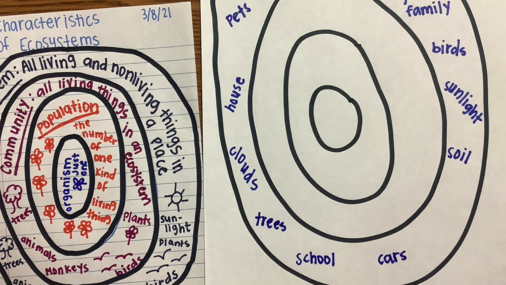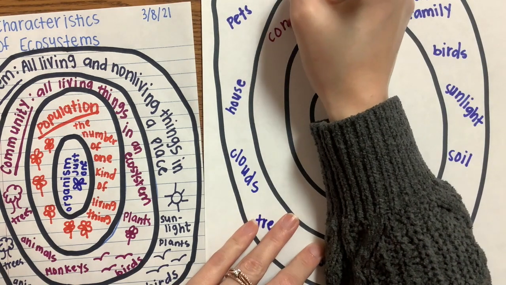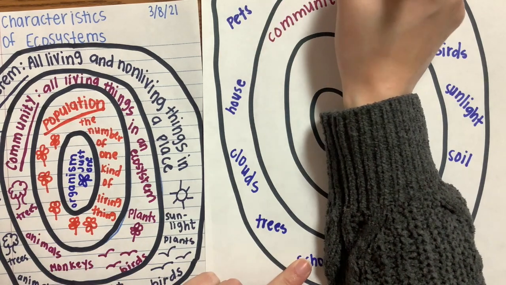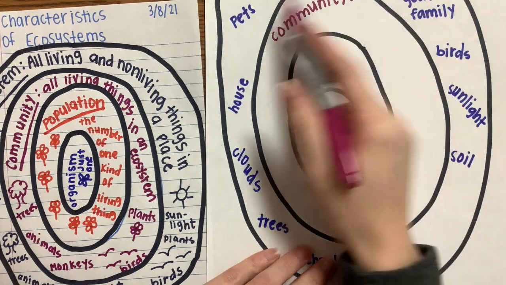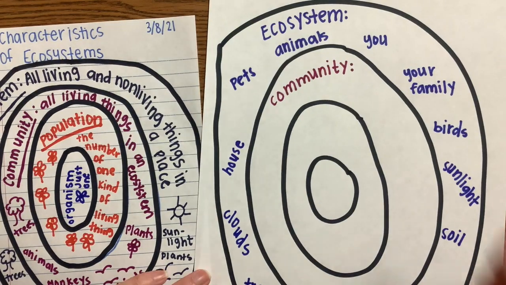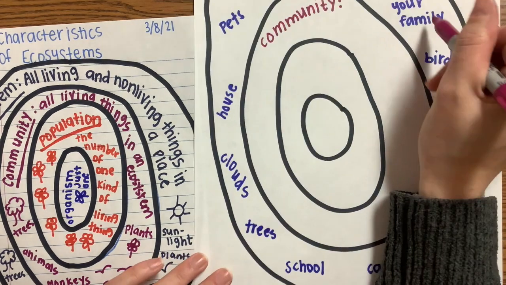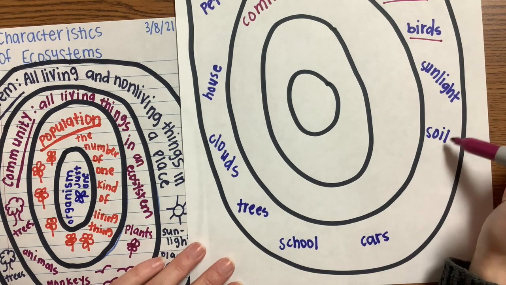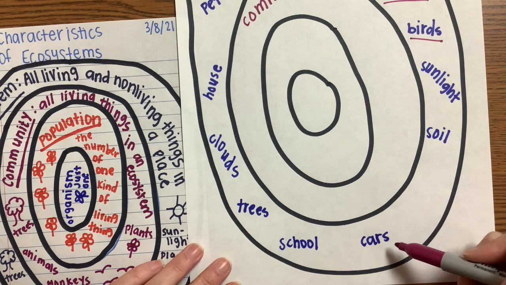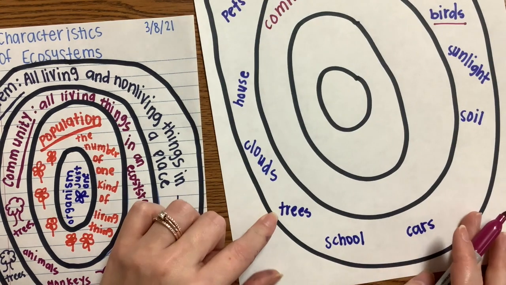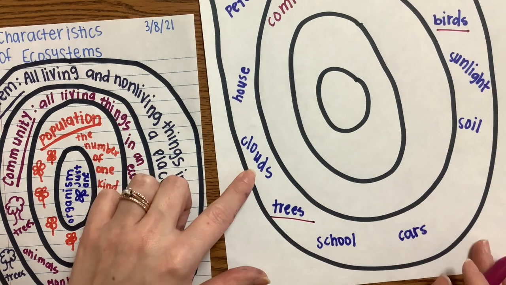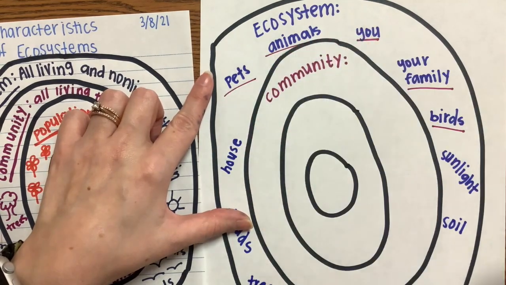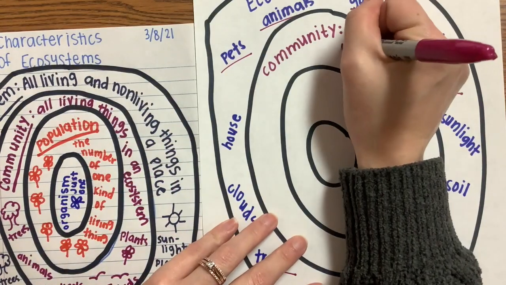Okay, now let's move on to community. Remember, the community is all the living things in your ecosystem. So which of these things that we wrote on the outside are part of your community? Well, you, your family, birds. Is sunlight living? Is soil living? Cars? The school? Are trees living? Yes. Clouds? Your house? Pets? Pets are living. Animals are living. So we can move all of these things on the inside too, in the community.